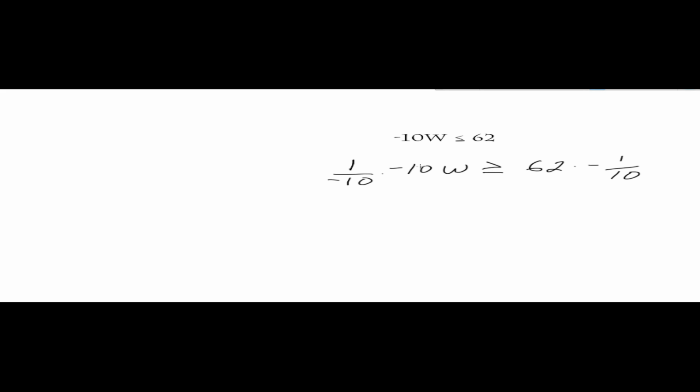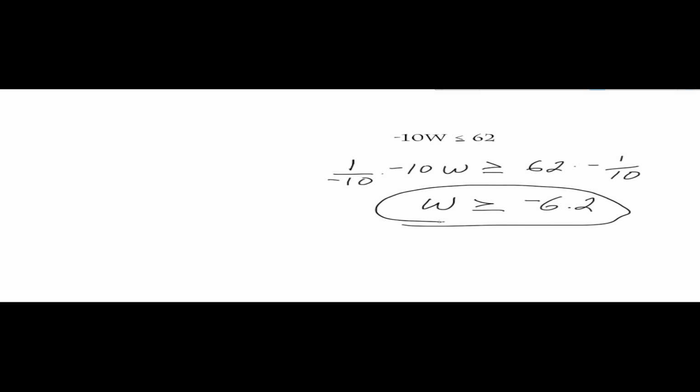10 over 10 is just 1, so I've got w is greater than or equal to, and 10 goes into 62. I just move the decimal point over one place, and it's a negative, so it's now -6.2. So check this on your CAS, see what you got. Now the last part of this, question 10, asks you what's the difference between the categories up there.